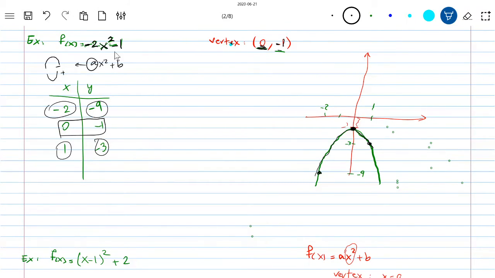Okay, so it is important that when you graph these types of functions, you specifically find the vertex point just to be accurate. You can pick more points. You can pick a couple more points to make your graph look as precise as possible.